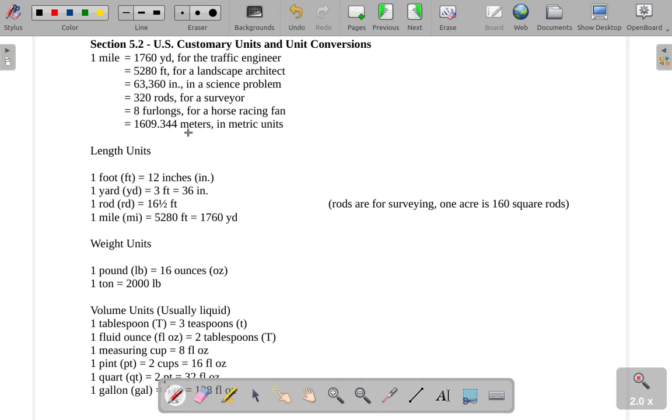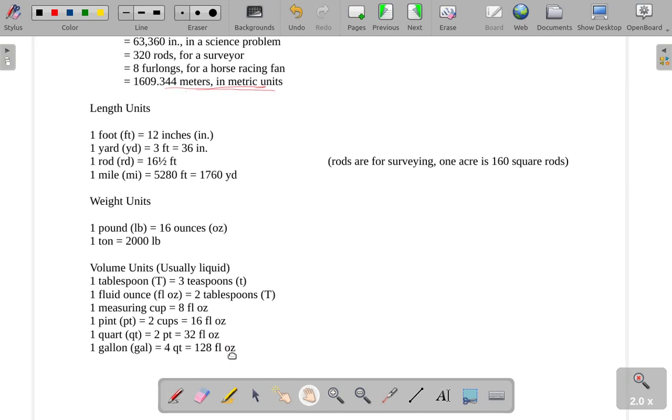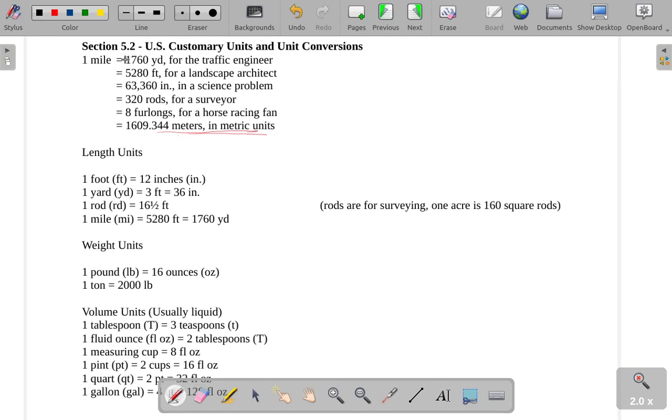It's 1,609.4 or whatever, meters. Of course, this isn't in U.S. It's not a U.S. measurement, so that's why it doesn't come out nicely. I mean, it's kind of hard to argue that these ones do come out nicely. Who remembers 63,360? This one, 5,280, I do actually happen to have memorized. If you're a surveyor, you might have the 320 rods memorized.